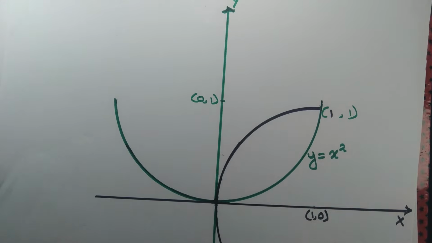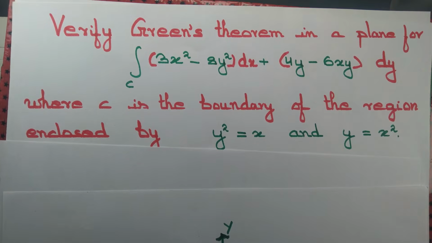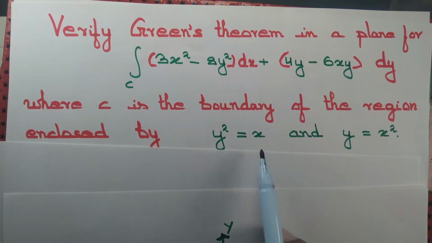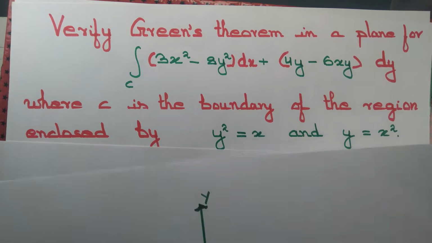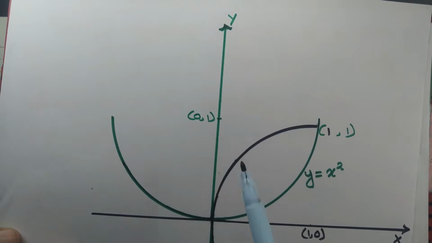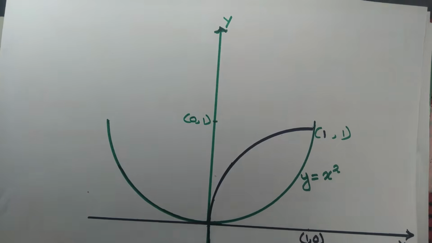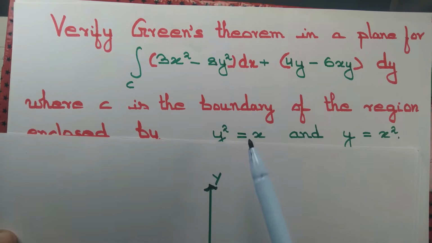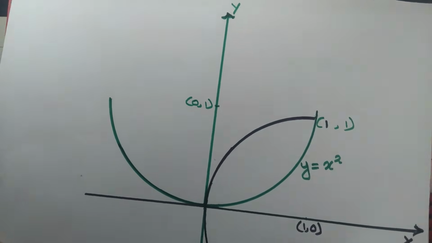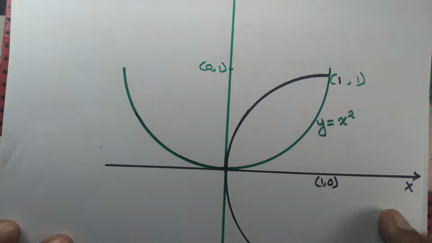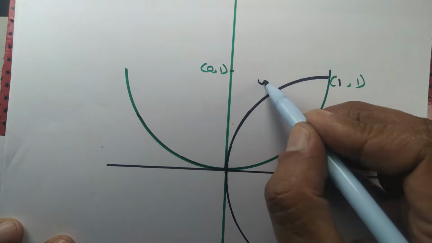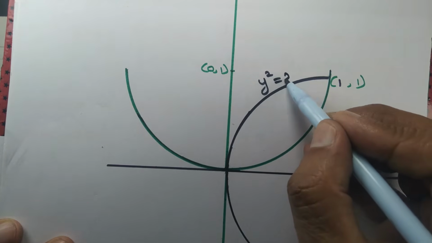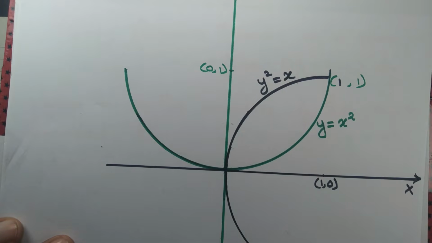Then the second curve is x equal to y square. First we have y equal to x square, that's a parabola. It is symmetric about the y-axis. The second parabola is y square equal to x, that's a curve symmetric about the x-axis.